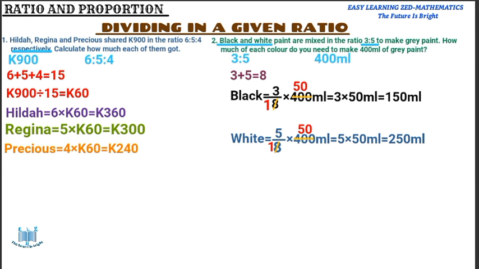So that is how the gray paint was mixed. It was mixed with 250 mils of white paint and 150 mils of black paint. Basically, this is how you can solve questions that involve ratio when it comes to sharing certain things which are given, using the ratio given. So basically this is how you do it.